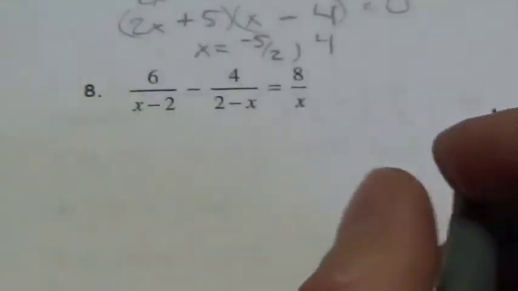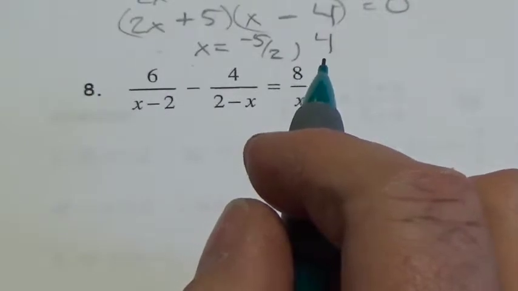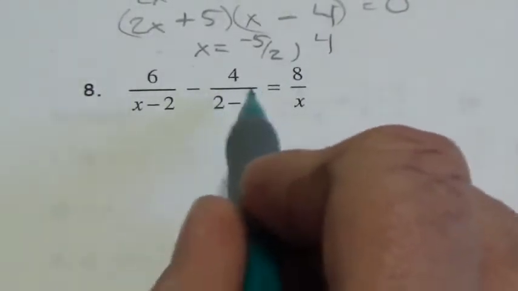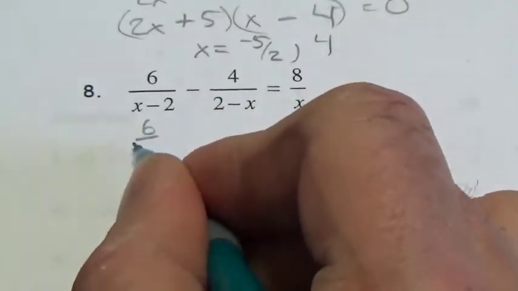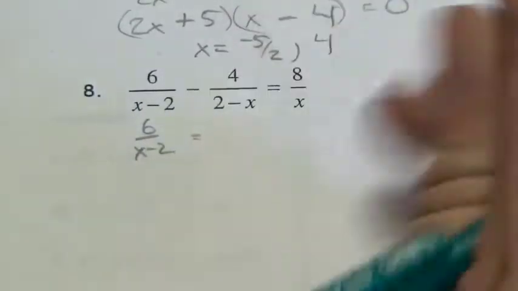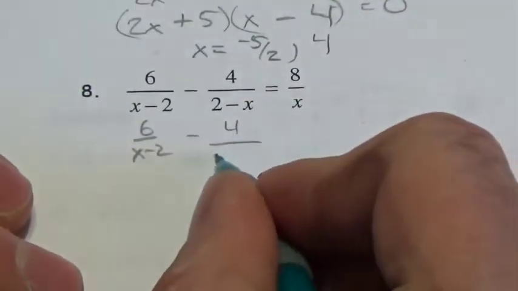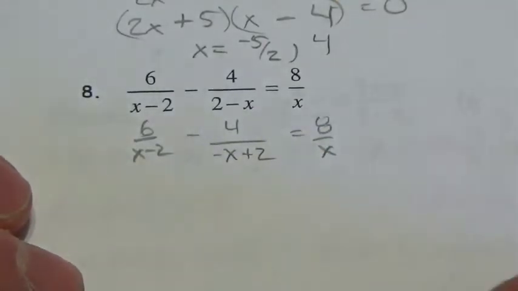Now this equation right here, immediately my eye goes to something that I consider a little bit ugly. Okay, I don't like the fact that it's 2 minus x. I like it when the x comes first. So I'm going to switch the order. Just make that negative x plus 2. I like that way better.